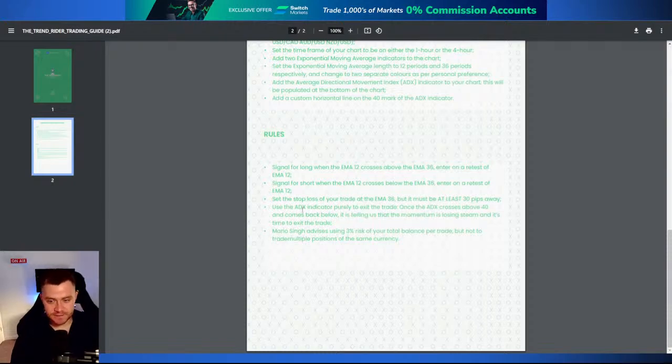We use the ADX indicator purely to exit the trade. Now, I use the MT4 or MT5 version of the ADX. I've noticed that the TradingView one and the MT4 one are a bit different. They show different things. But I found that the MT4 one is a bit more accurate, so I use that one. That's just my opinion.